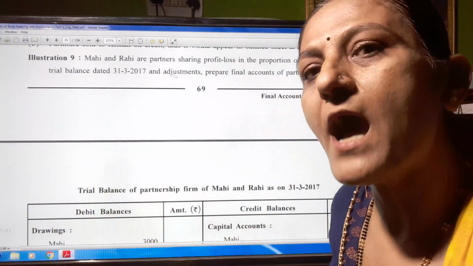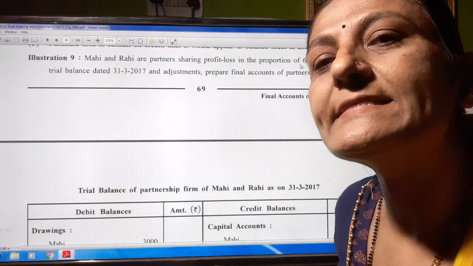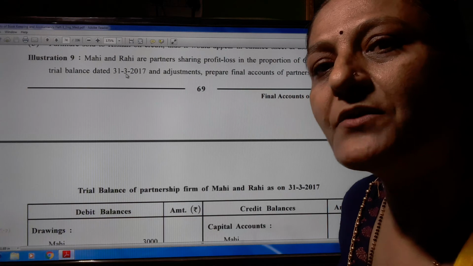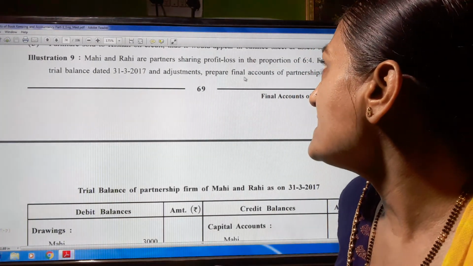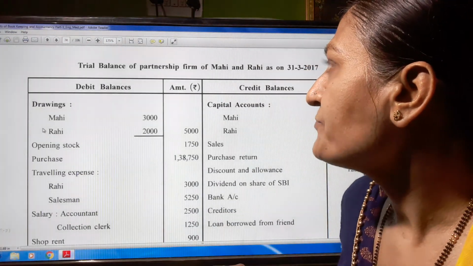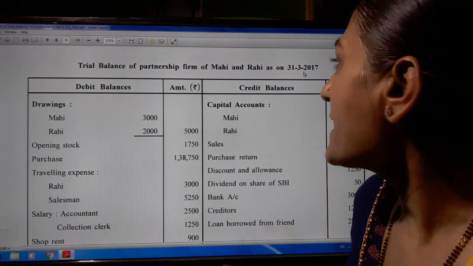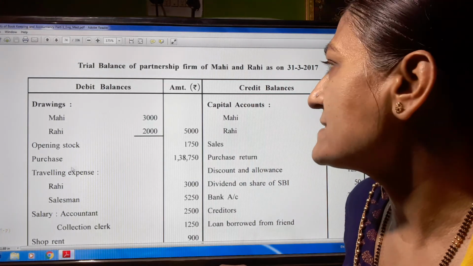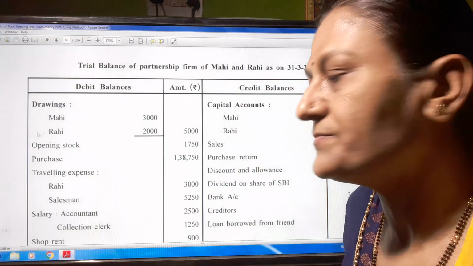Mahi and Rahi are partners sharing profit and loss in the proportion of 6:4. From the given trial balance dated 31st March 2017 and adjustments, prepare the final accounts of the partnership firm. Here the trial balance is given. Debit balance, trial balance of the partnership firm of Mahi and Rahi as on 31st March 2017. Debit balance amount, credit balance amount. Drawings: Mahi 3000, Rahi 2000, total 5000.